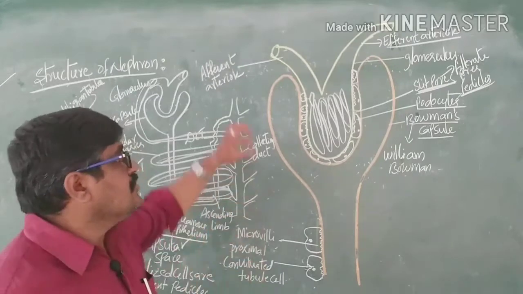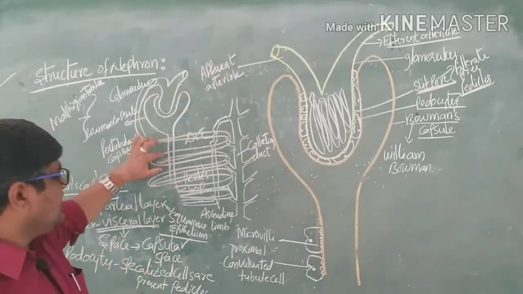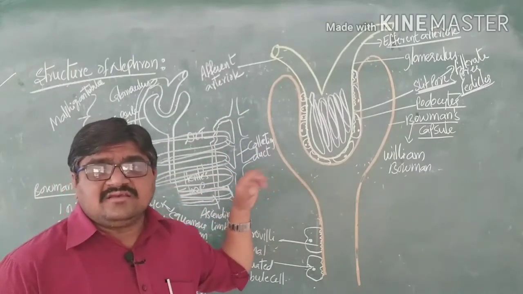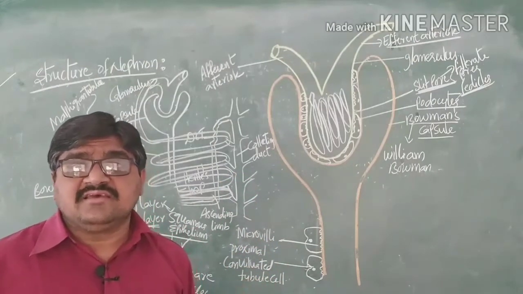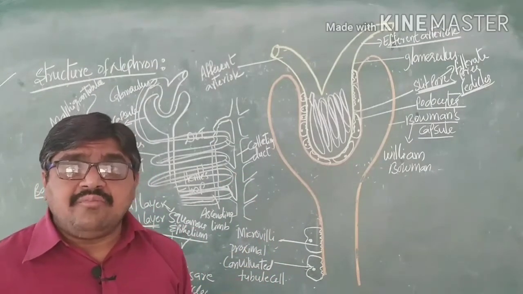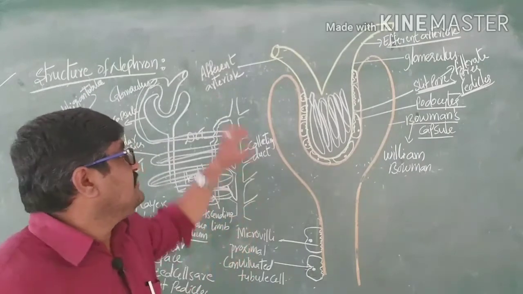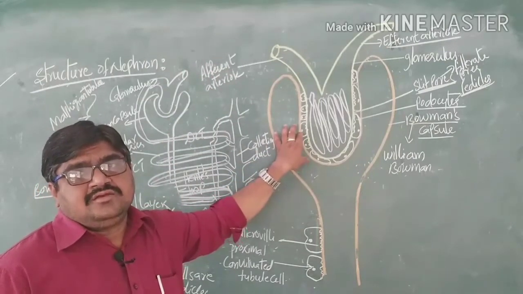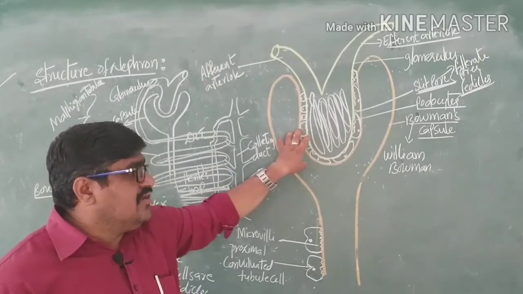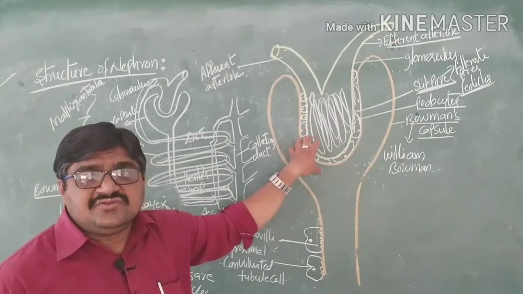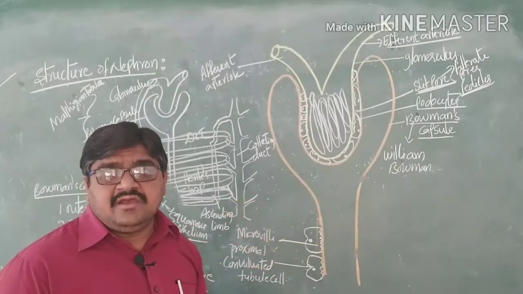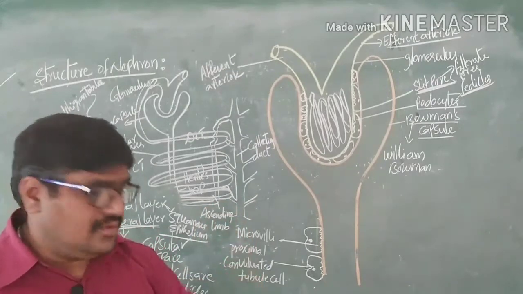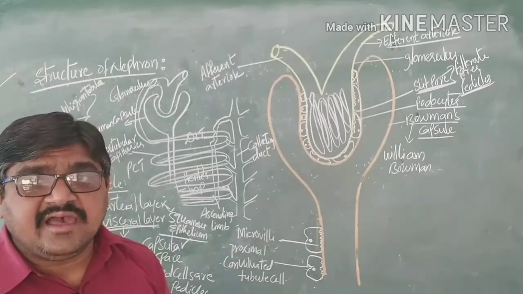The Malpighian tubule consists of two parts. One is the glomerulus and the second is the Bowman's capsule. Together the Malpighian tubule is called the renal corpuscle. It is a combination of the glomerulus and the Bowman's capsule. Why is it called Bowman's capsule? It was described by the scientist William Bowman, so it is named after him.